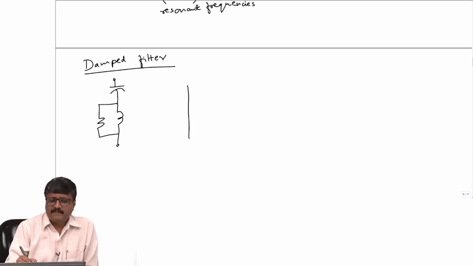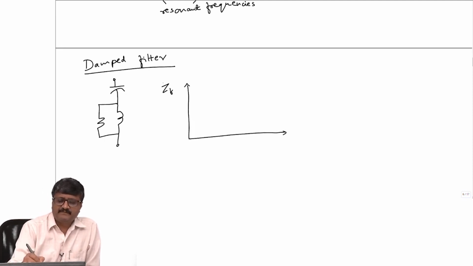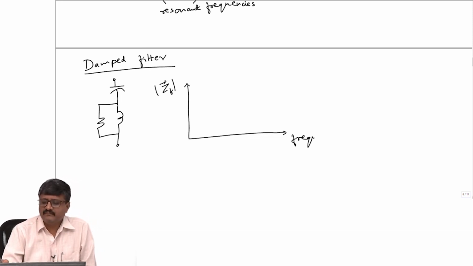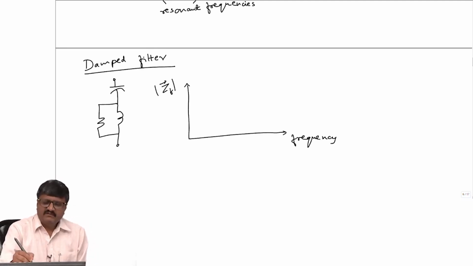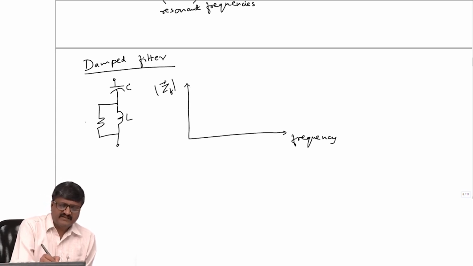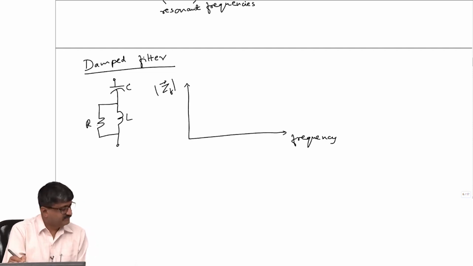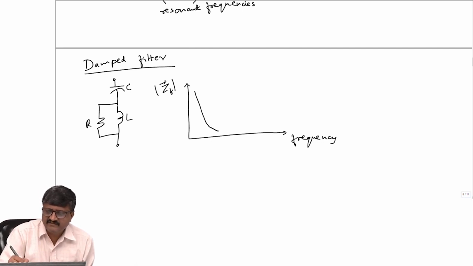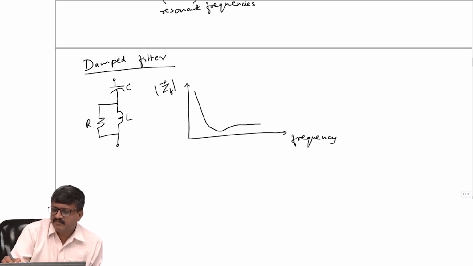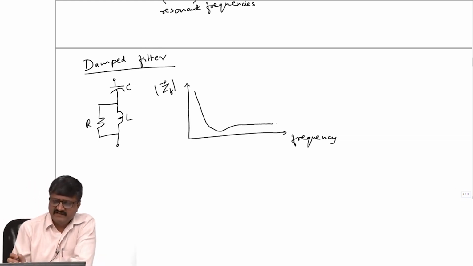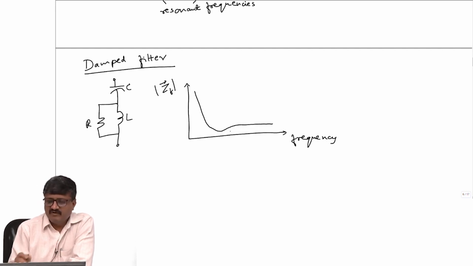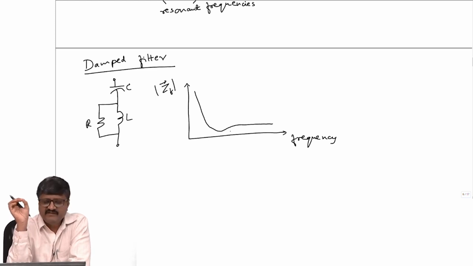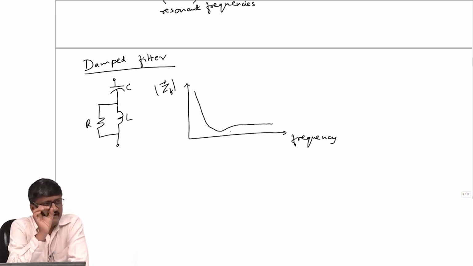So, if you look at this plot of magnitude of impedance as a function of frequency, suppose I call the capacitance C, inductance L, resistance R. As the frequency increases, the impedance decreases, reaches a minimum, then slightly increases and approaches a value. It is essentially having a very low impedance for all frequencies beyond a certain value. This is in contrast with the tuned filters, where the impedance is low only in a small range of frequency around the resonant frequency.